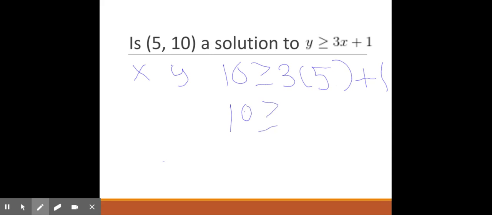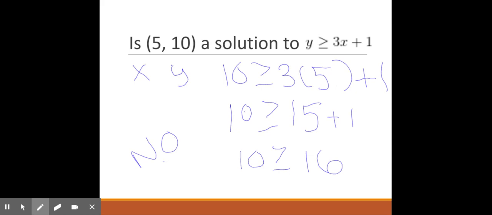So we're going to take our 3 times our 5, which is 15. Our 10 is as simple as it can get. 15 plus 1 is 16. So we have to ask ourselves, is 10 greater than or equal to 16? And in this case, the answer is no. So if we were using this point to test an inequality, we would shade away from (5, 10), and (5, 10) would be in the portion of the graph that is not part of the solution.